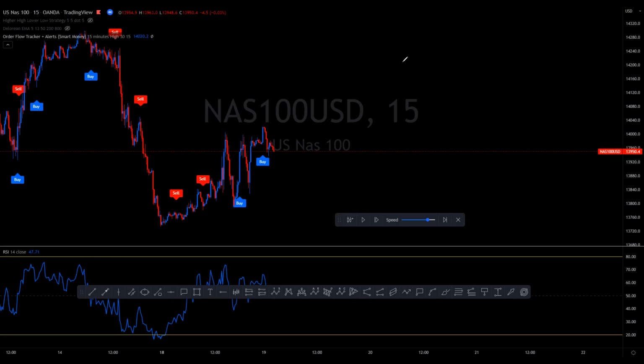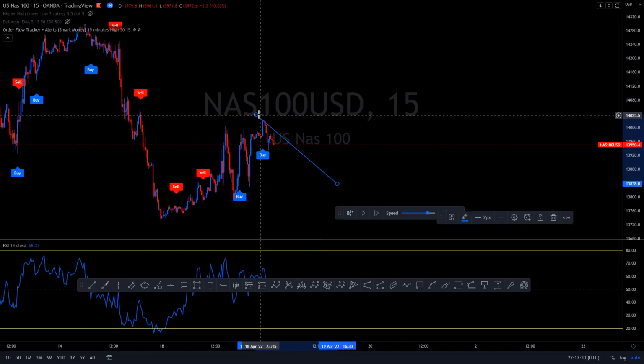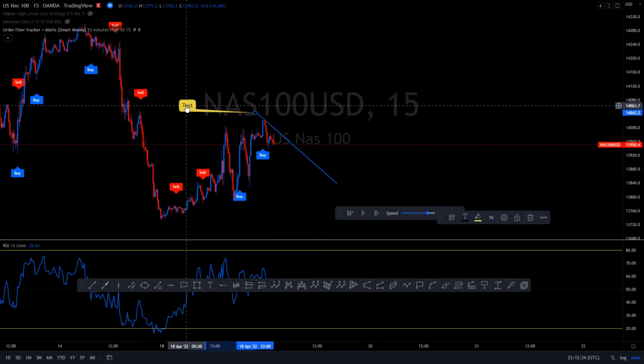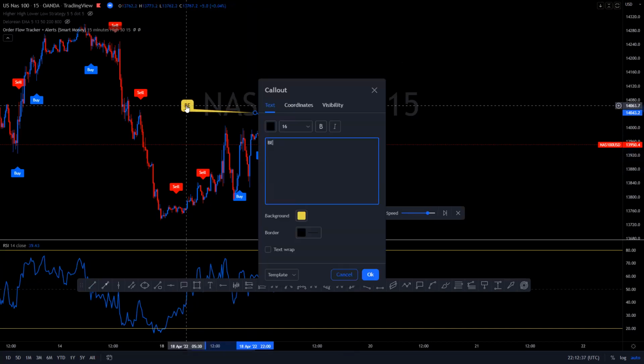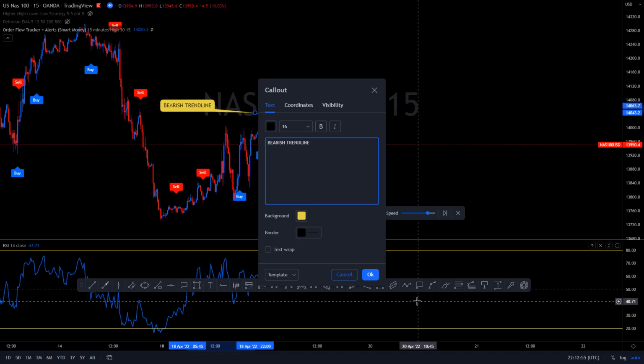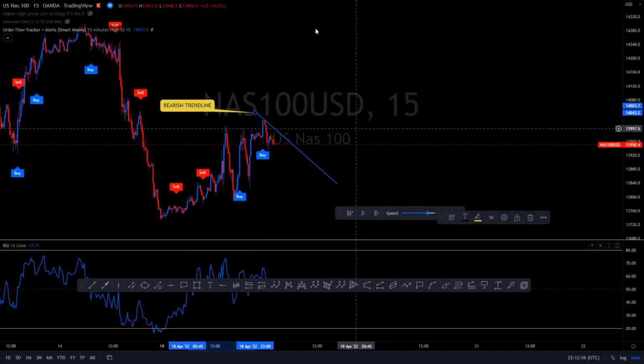So then what I do is I go ahead and draw a trend line here to say, you know what, price is probably going overall bearish. And then I label this as bearish trend line, all right? Now, let me do a few things here. All right, so now I put that there, save my progress.